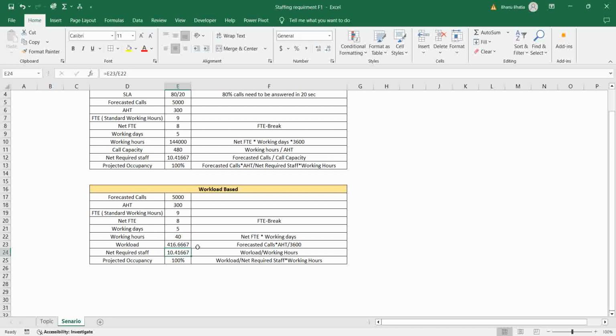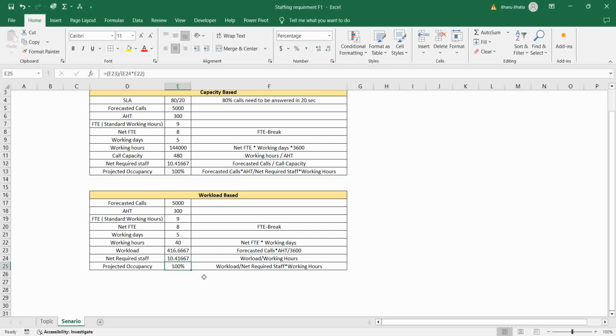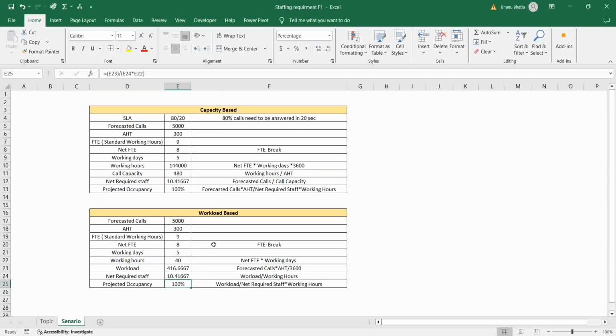So it comes 10. And then for occupancy, same, we did the reverse calculation with the workload divided by working hours into net required staff. So it's also coming 100%. So as we have seen, in both the cases our occupancy is coming 100%.